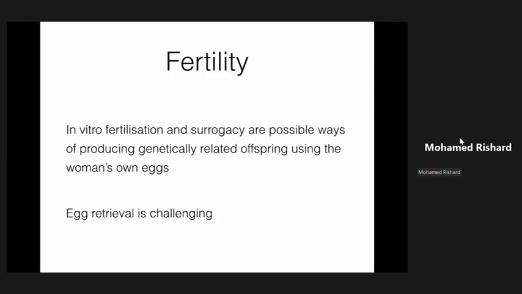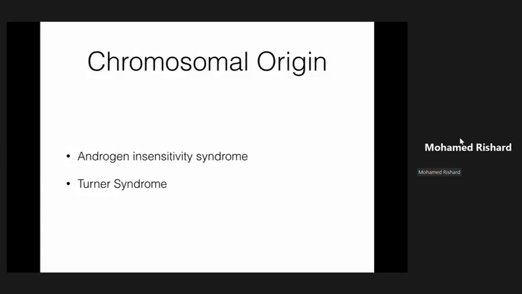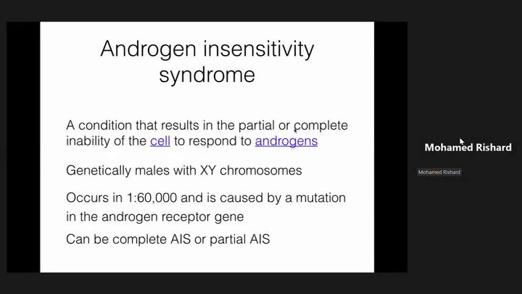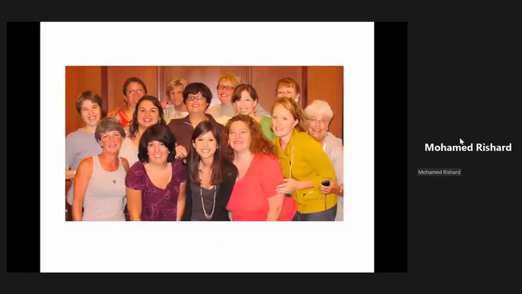For fertility, egg retrieval, IVF and surrogacy are the management of choice. Androgen insensitivity syndrome is another issue that we come across. They are genetically male, with XY chromosomes, but the androgen receptors are not functioning. There is a defect in the androgen receptors, so the cells don't respond to androgens. So they are genetically male, but the female part will grow.